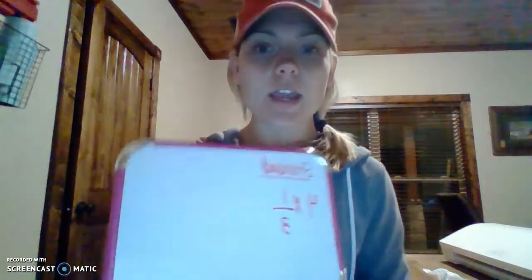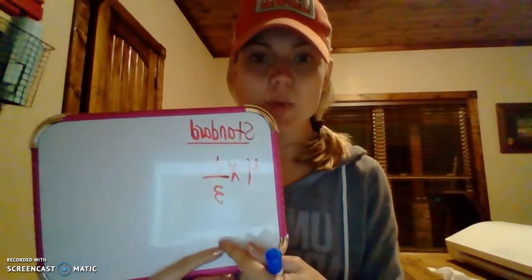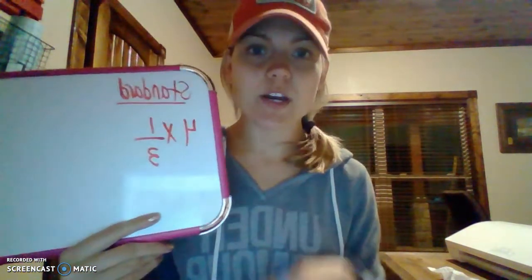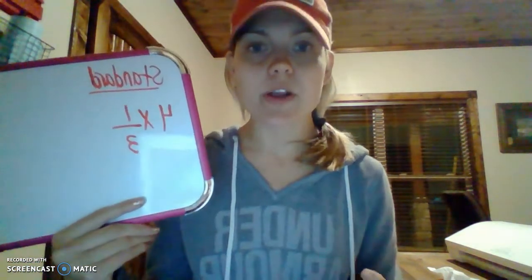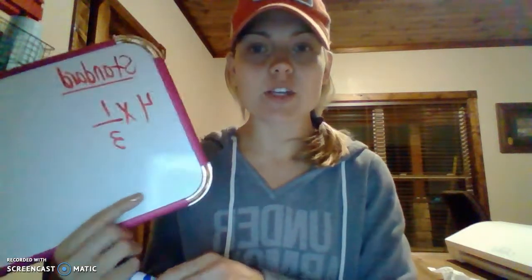Okay, and lastly, we'll look at the standard algorithm. So we have 4 times 1/3. Now remember, a lot of you were kind of getting confused at school once we taught division of fractions. You're trying to keep change flip. You do not keep change flip when you're multiplying a fraction and a whole number. And in 5th grade, all your problems will be a fraction and a whole number. It's not going to be a fraction and a fraction.